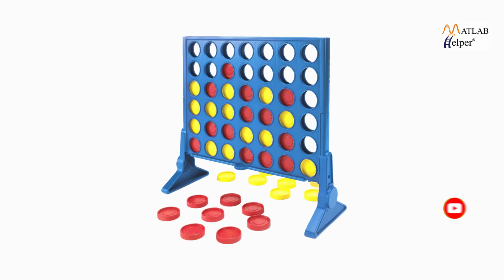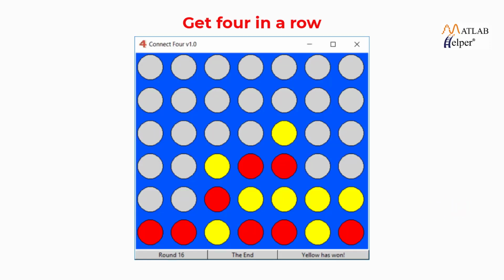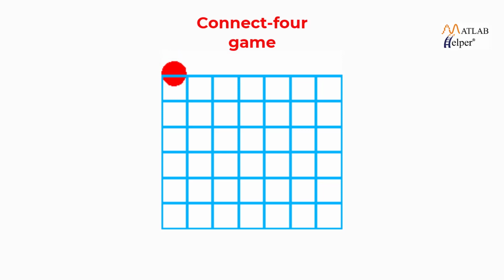In this game, two players have different colored pieces. The game's objective is to get 4 adjacent or connected pieces of your color. The pieces could be 4 in a row, that is horizontally, 4 in a column, vertically, or 4 in a diagonal. The first player to get 4 consecutive pieces wins the game.